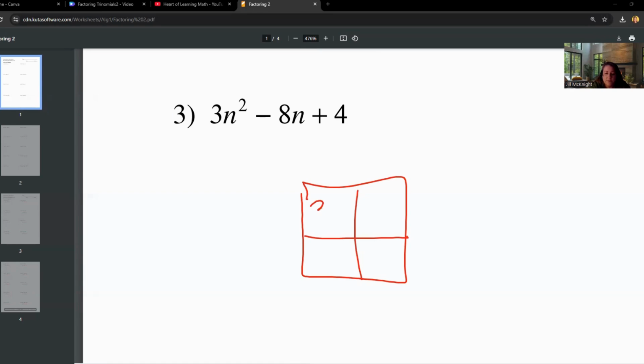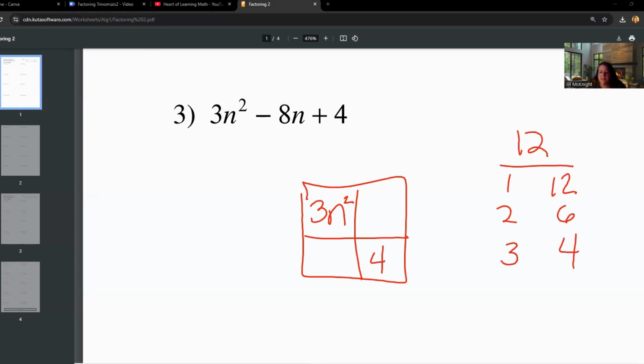I'm going to put my 3n squared here, and I'm going to put my 4 here. And I'm going to take the 3 times the 4 to get a positive 12. I'm going to make a list of factors. And that's it. Since we have a negative number, they both have to be negative. So those add up to negative 13. That's not it because it has to add up to negative 8.